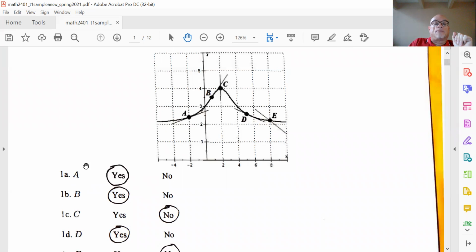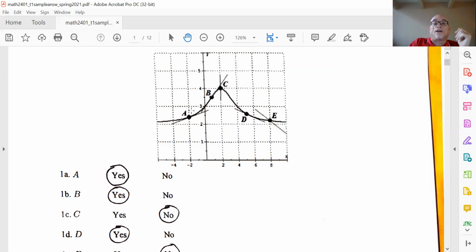First, let's look at point A. Here's the line that's drawn right there at point A. And again, what you want to ask yourself is, if you were to zoom in at point A, you just have to imagine this, but if you were to zoom in close to point A, would the line and the curve coincide? Would the line duplicate the curve, or vice versa? Would the curve duplicate the line?